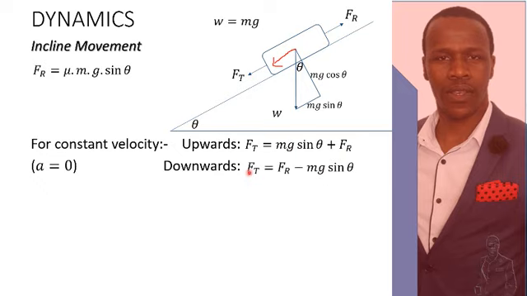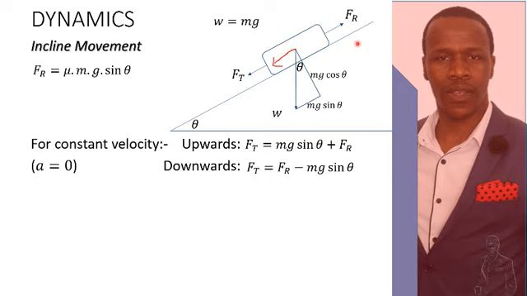Then what about for downward movement? For exactly what we are seeing there, obviously mg sine theta this time is in the same line with FT, and we were making FT the subject of the formula. Obviously it will go to the other side and become negative, because now it's added to the force that is going in this opposite direction. So the sign only means that we are going to the opposite direction. That's what it means.